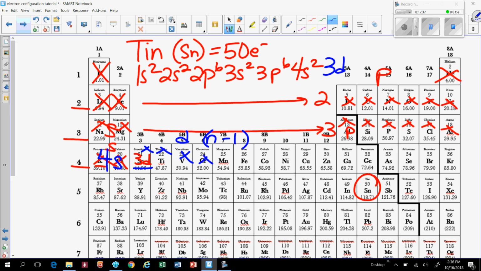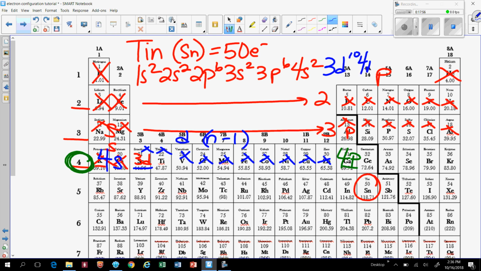1, 2, 3, 4, 5, 6, 7, 8, 9, 10, 3d10. As soon as we hit gallium, notice we've entered the P sublevel. So the energy level goes back to what it was. If you come back over and look, our energy level was period 4. So we come back to 4p.